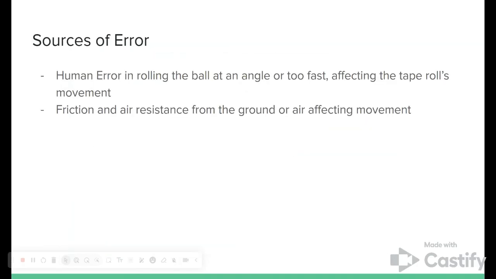So some sources of error that could have occurred was human error in rolling the ball, like at an angle or too fast, and it slowing down, which would affect the tape roll's movement overall. And then friction and air resistance from the ground or air affecting movement as well, because it could have been a source of error which created the deviation.